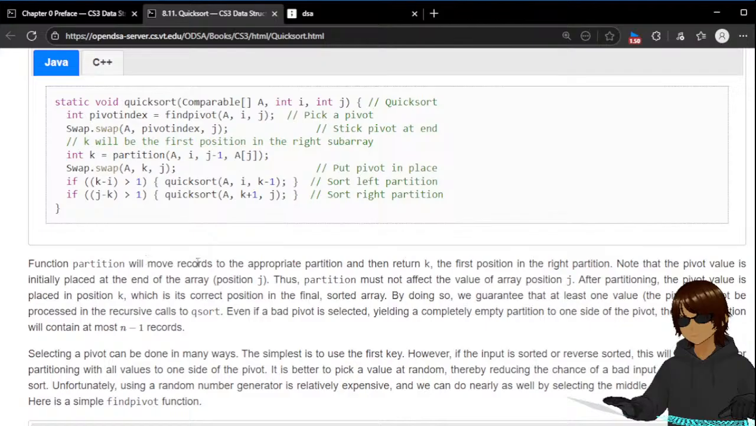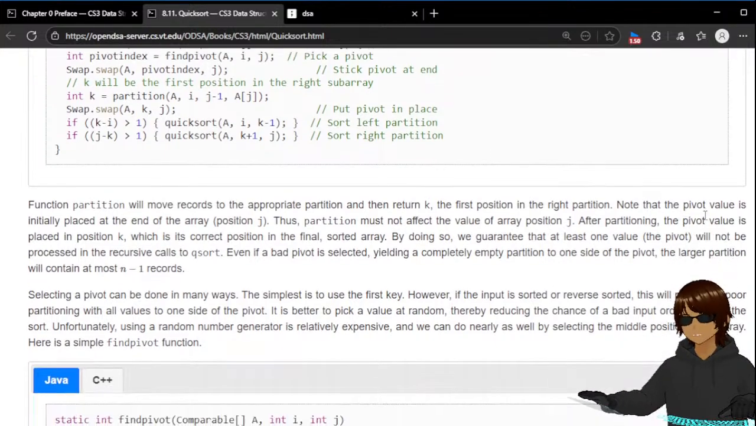Function partition will move records to the appropriate partition and then return k, the first position in the right partition. Note that the pivot value is initially placed at the end of the array, position j. Thus, partition must not affect the value of array position j. After partitioning, the pivot value is placed in position k.